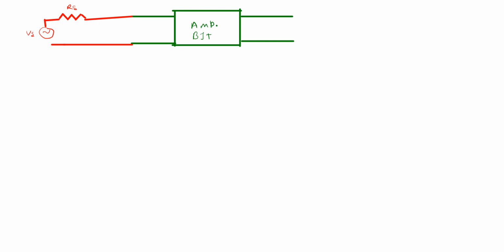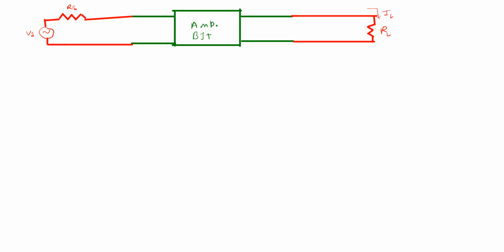Okay, and we have to connect this part also. At the output terminal we need to connect the circuit. So I can draw here the load resistance. This is the RL, and this is the IL.